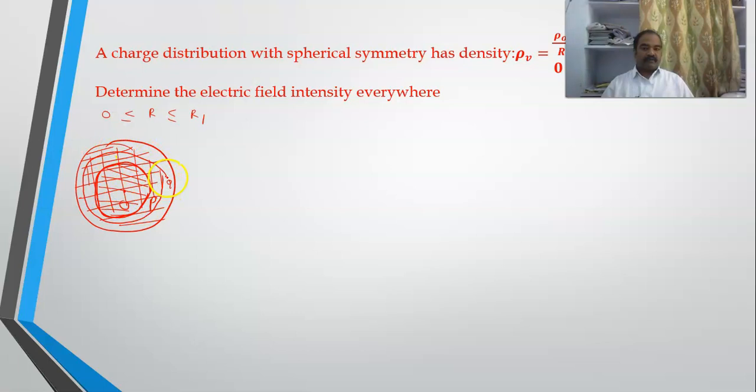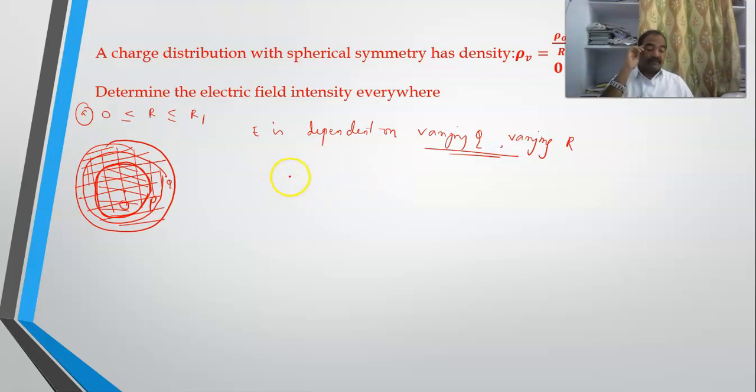So it's not only the distance which will be varying in this region. So E is dependent on varying Q and varying r. Both will be varying here. So first of all, what have they given us? They have given us rho V is equal to rho naught into r by R1.